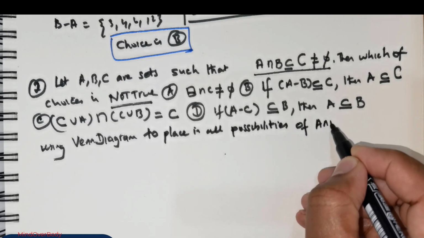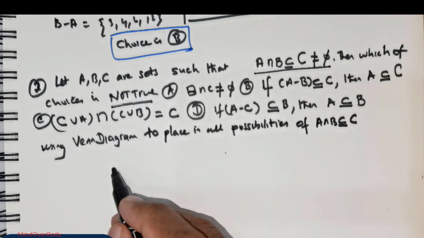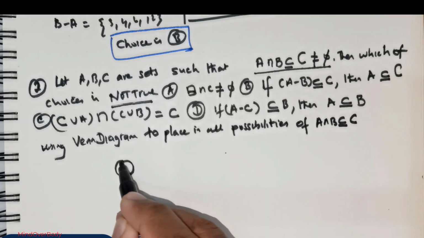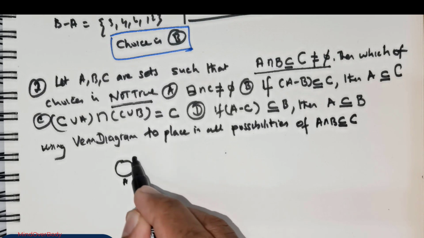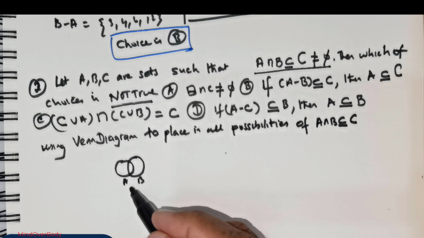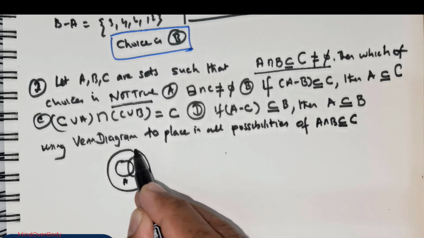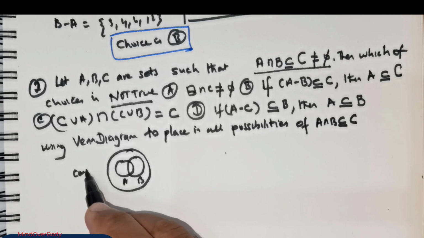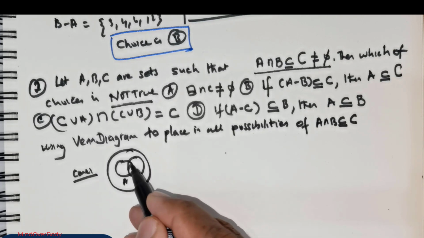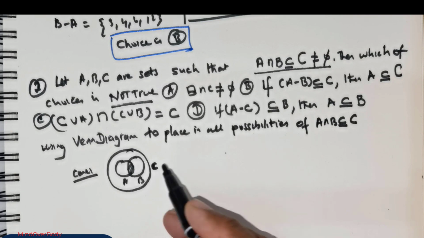Of what? A intersecting B is contained in C. That is my objective. So the first one is set A intersecting set B, and that has to be contained in set C. So this is case 1, right? That intersection is over here. It's present in C. This is C.